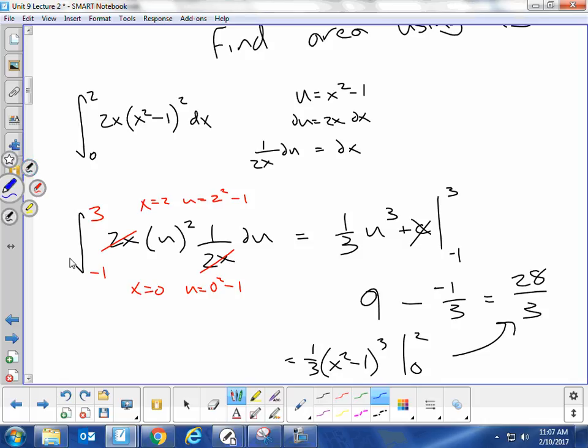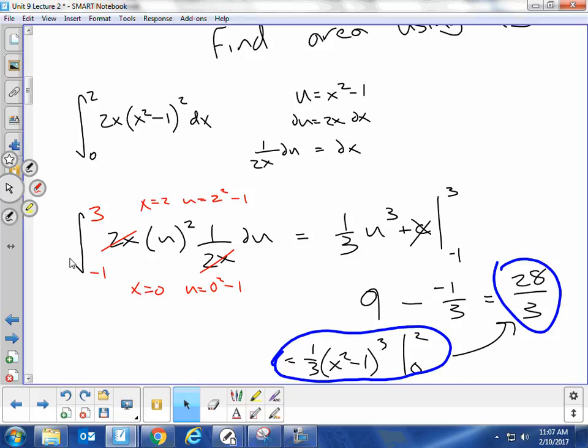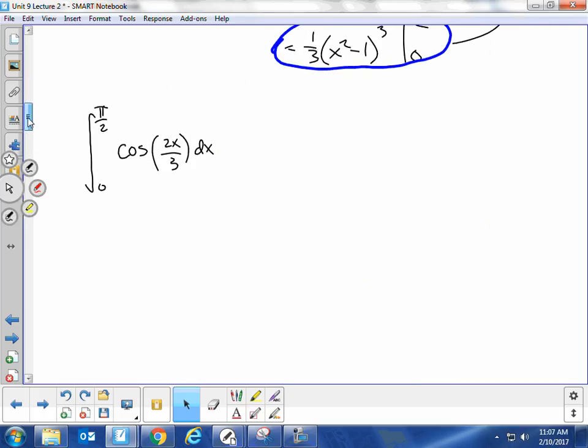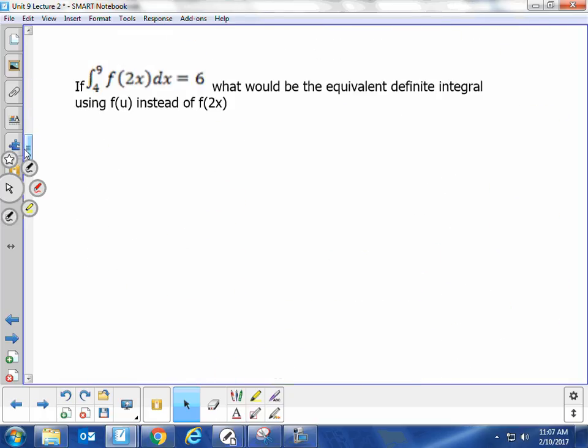Most of you will probably just go straight to here, skip this to get that. And that's fine, except for questions that require you to do this whole change of the interval. Okay? A question like this. We have an integral from 4 to 9 of f of 2x dx, which is equal to 6. Notice that it's equal to a value. Keep that in mind. What would be the equivalent definite integral using f of u instead of f of 2x?